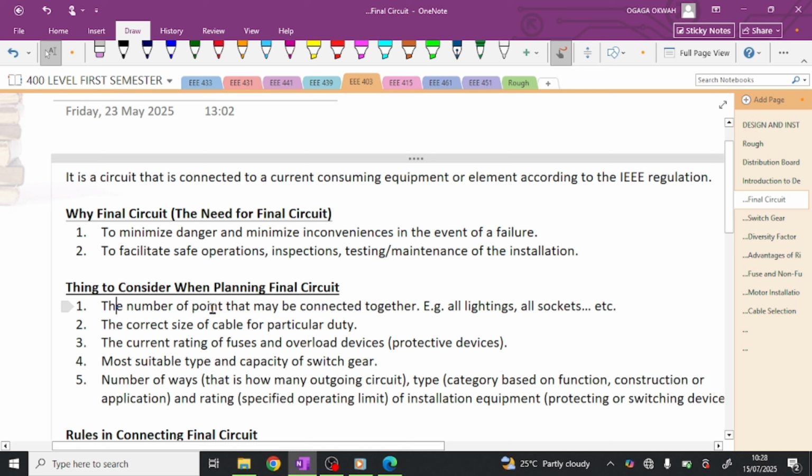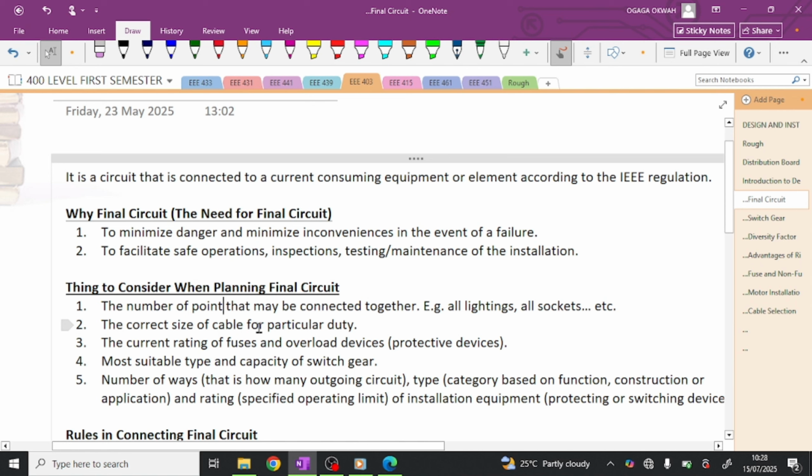The number of points. When we say points, we mean load. We can refer to that as load. So where you have your neutral and your live connected to a load, that's a point. And then the correct size is another thing to consider.